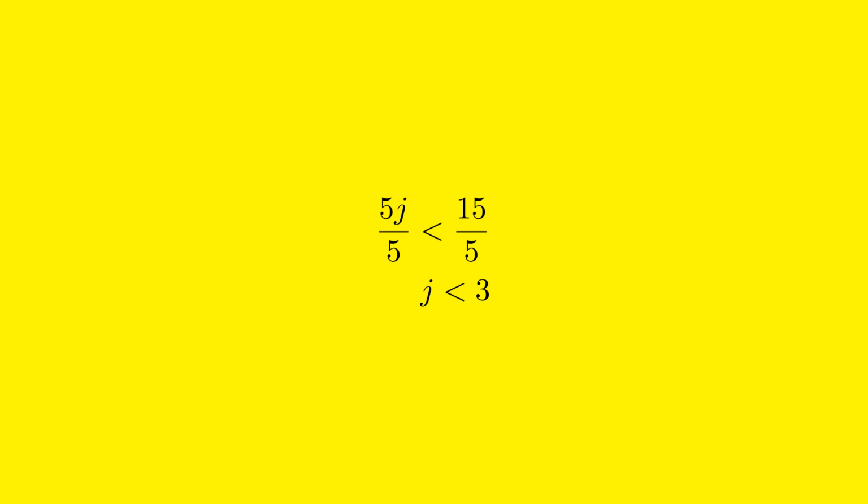To summarize step 2, we divided both sides by 5, which simplified our inequality to j less than 3. In interval notation, this solution is written as negative infinity to 3. This completes the final step in solving the inequality.